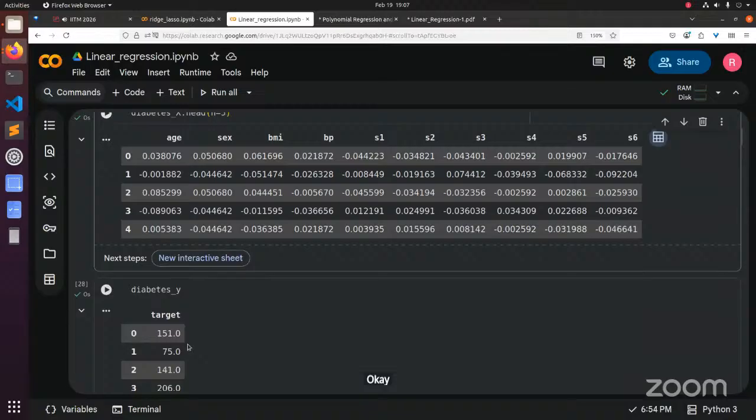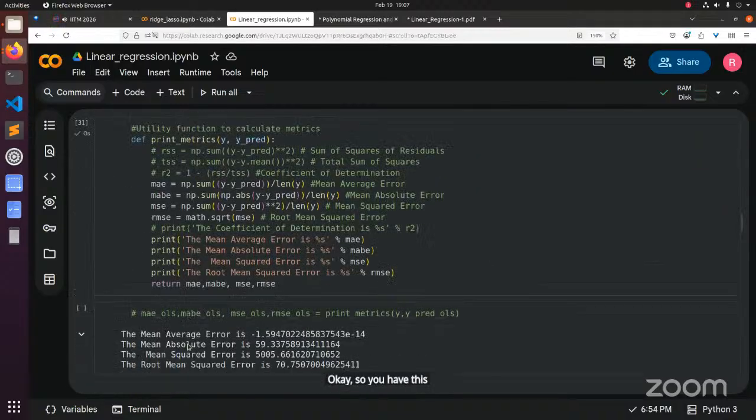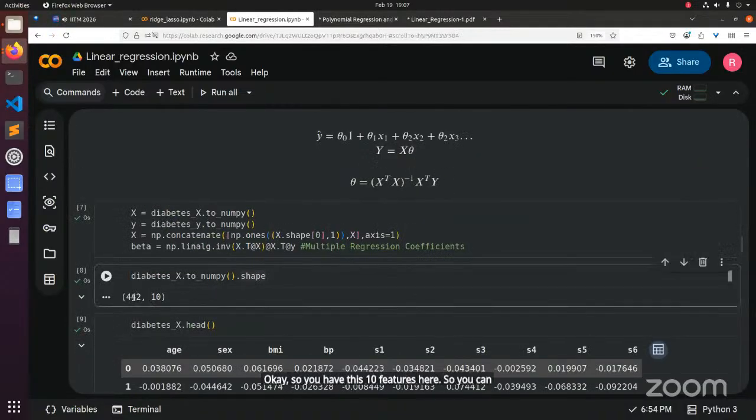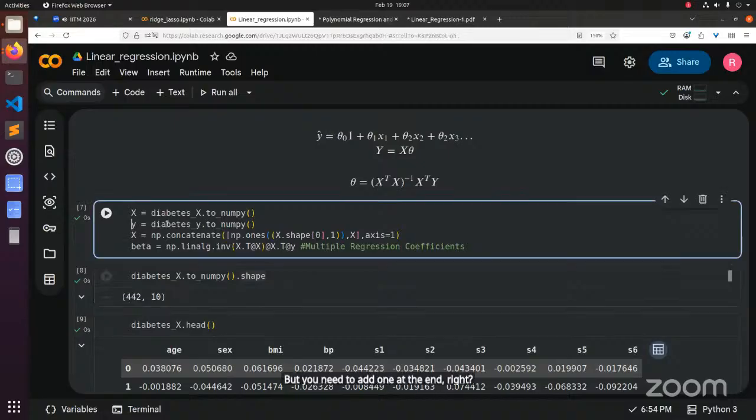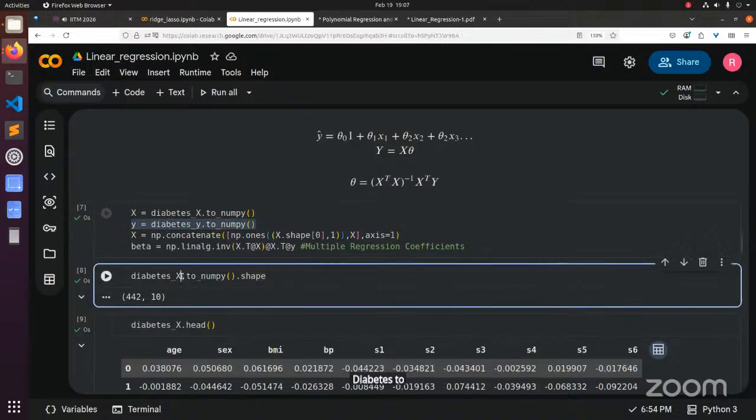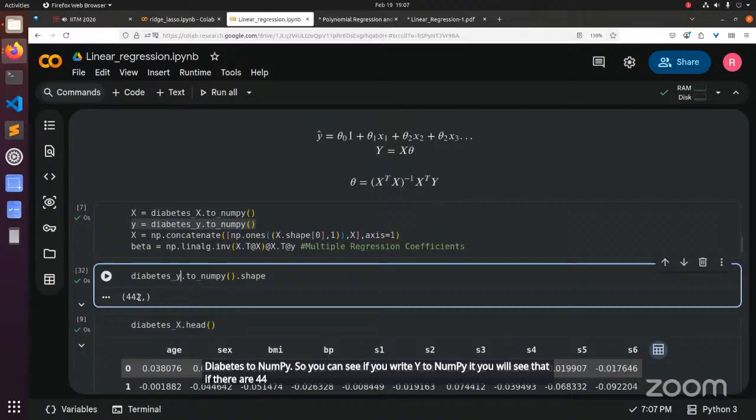So you have these 10 features here. You can see there are 10 features and 442 data points. But you need to add 1 at the end, right? Then why is the sugar level? Diabetes y to numpy. If you write y to numpy, you will see that there are 442 such values.